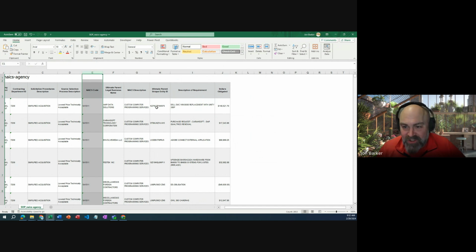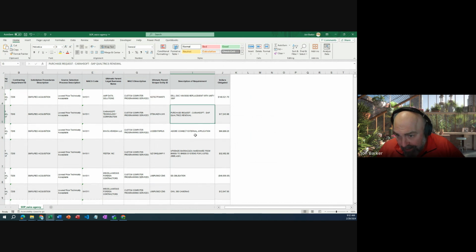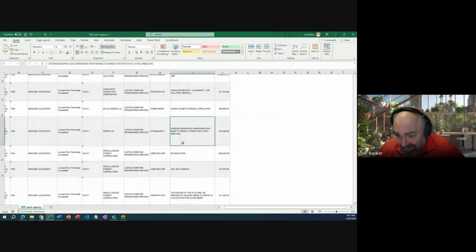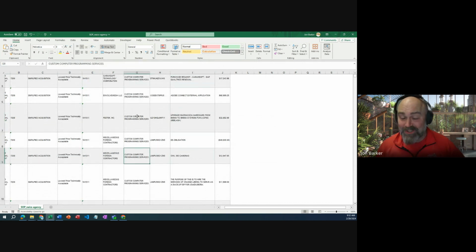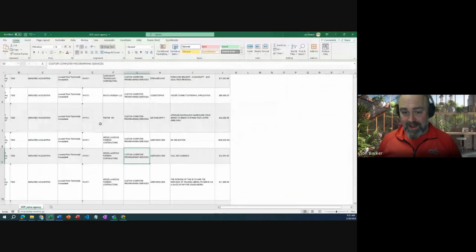We're looking at custom computer programming services, and we look at some of the requirements that are being procured under that, and we're looking at, okay, this is a services NAICS code, but we're buying a computer, we're buying software renewal. We're buying hardware. We're buying cameras under a services NAICS code. Those are some of the interesting things and some of the drawbacks of searching uniquely just by NAICS code.